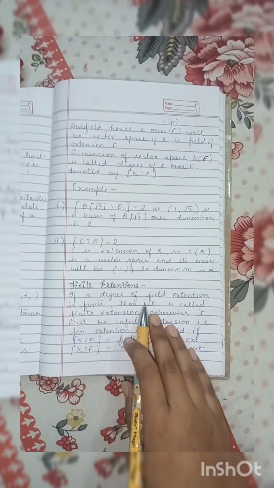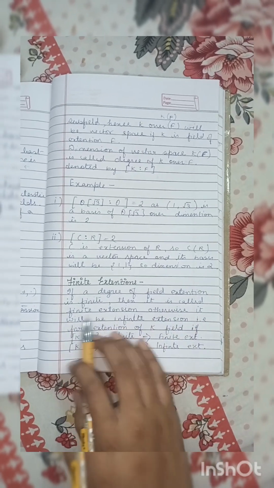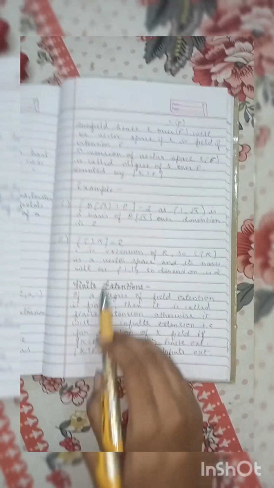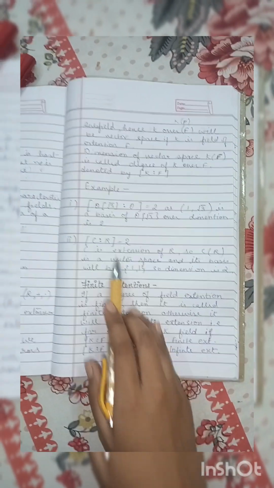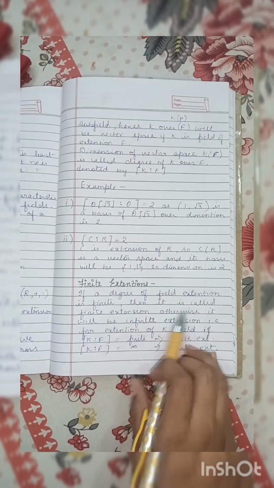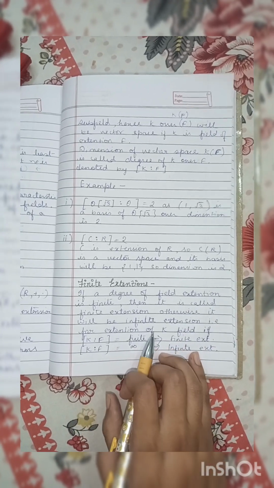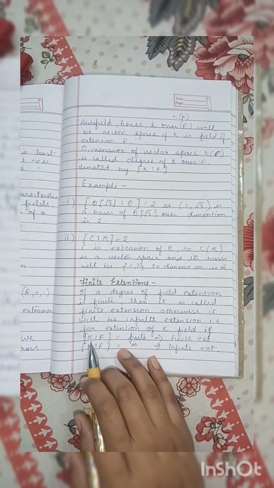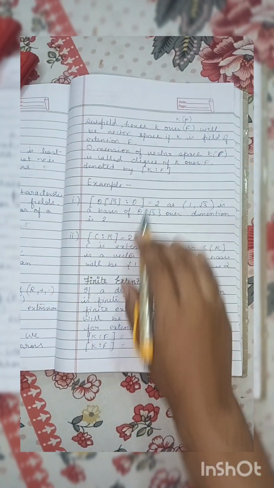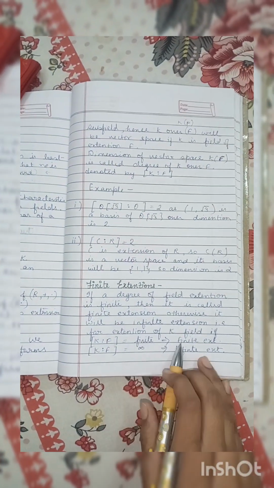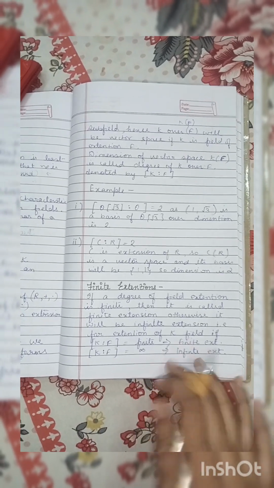Now we have finite extensions. If the degree of a field extension is finite, then it is called a finite extension, like in the case of these examples. Otherwise it will be an infinite extension. That is, for an extension field K, if [K : F] is finite, then it is a finite extension. If it is infinite, then it is an infinite extension.